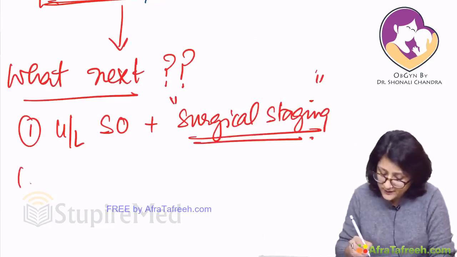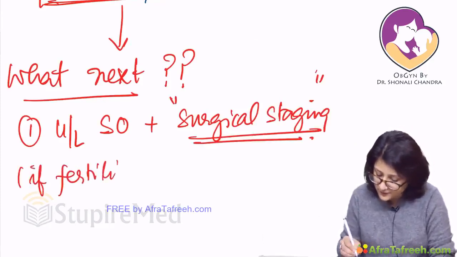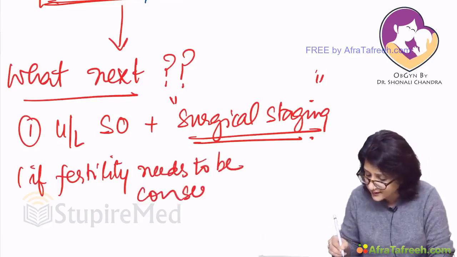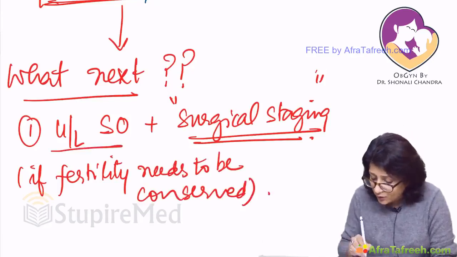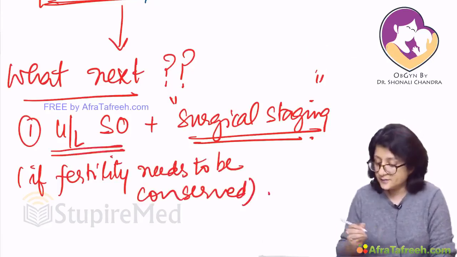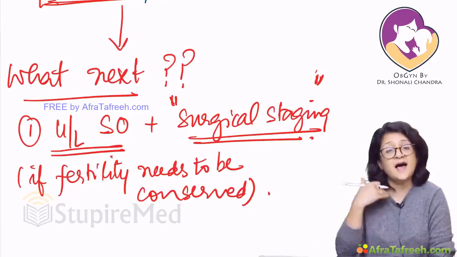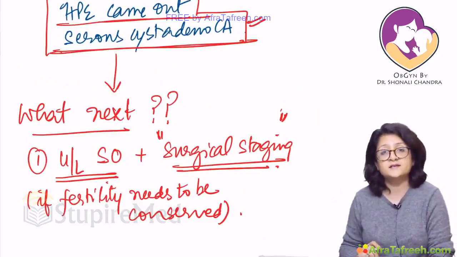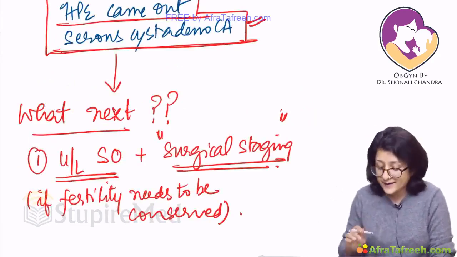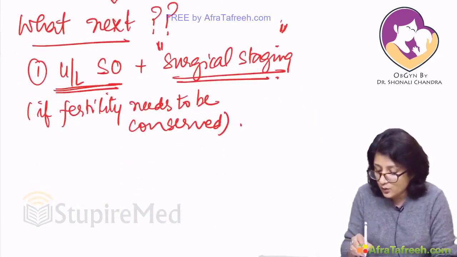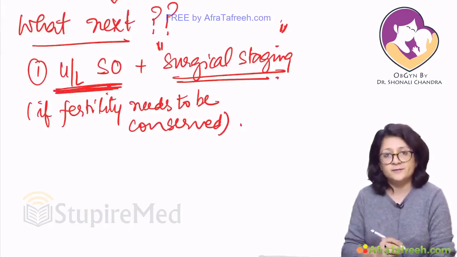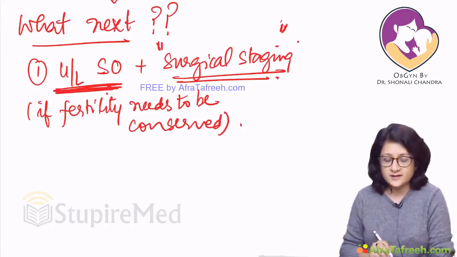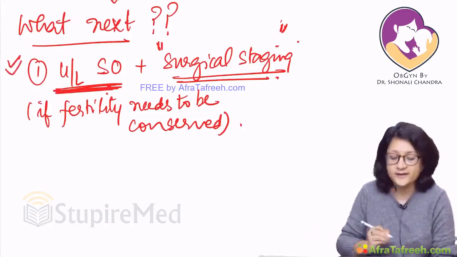So if fertility needs to be conserved, as in this particular case, we can go for a unilateral salpingo-oophorectomy and a surgical staging. She has to be staged again because the histopath has come out to be serous cystadenocarcinoma. The ideal thing to do would be to go for a unilateral salpingo-oophorectomy, remove the affected side, and go for a complete surgical staging. This has to be done.